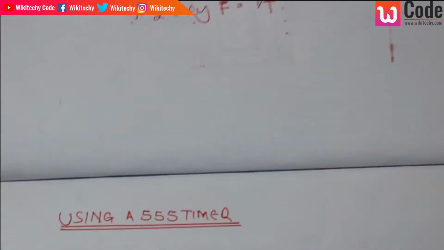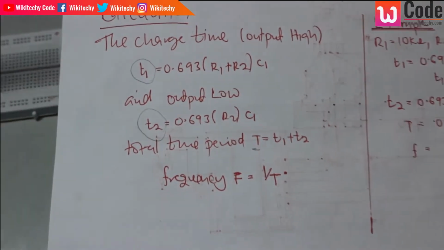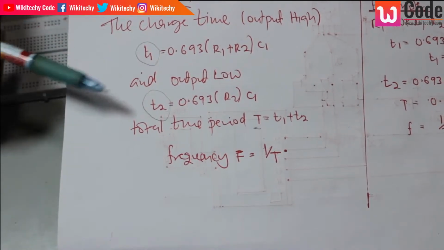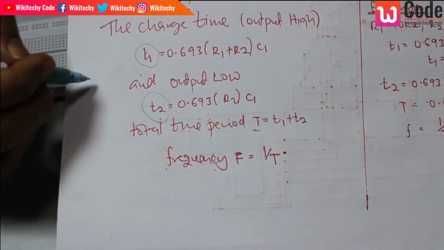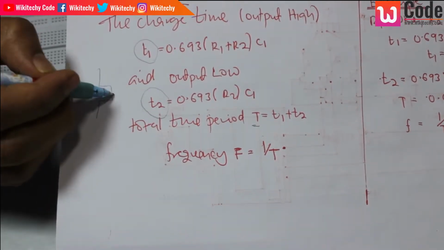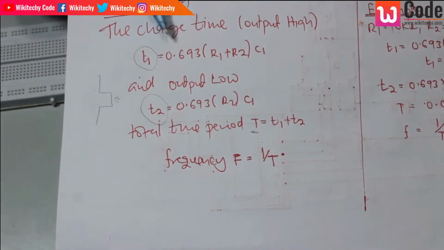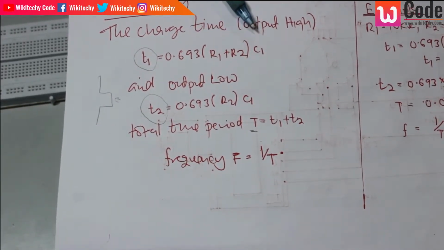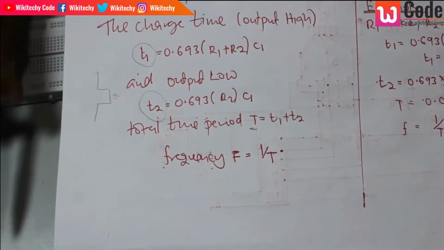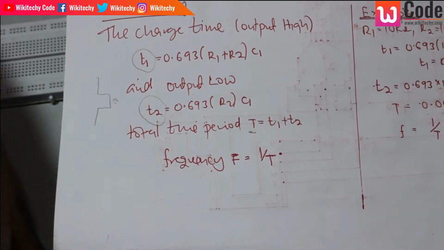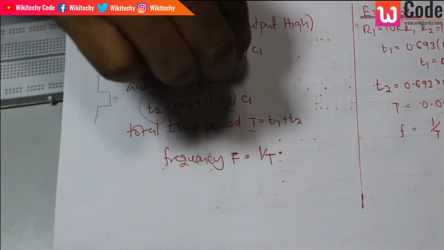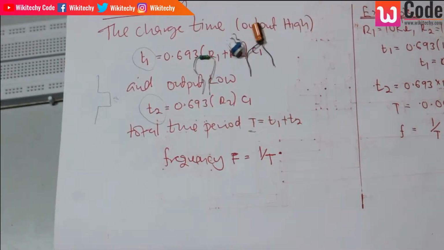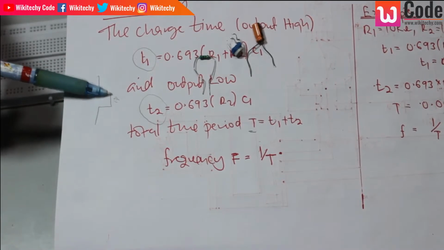So here is the calculation part. Here is the output, and I'm going to work out the time for T1. For T1, the formula is 0.693 into R1 plus R2 into C1, where R1 and R2 are the resistors and C1 is the capacitor. This is the formula I use to calculate the value of T1.